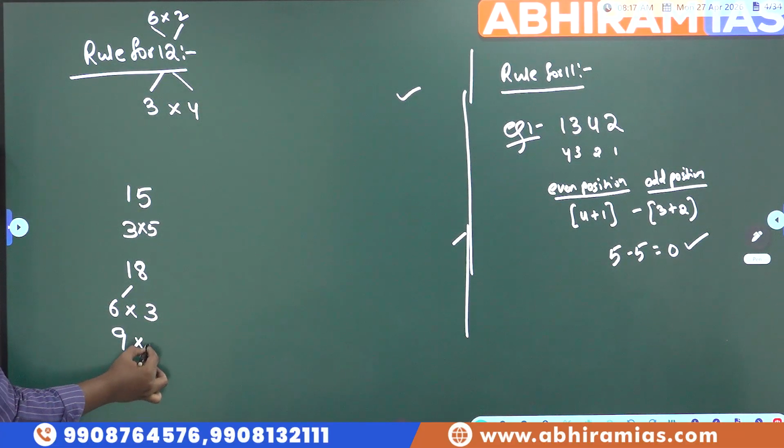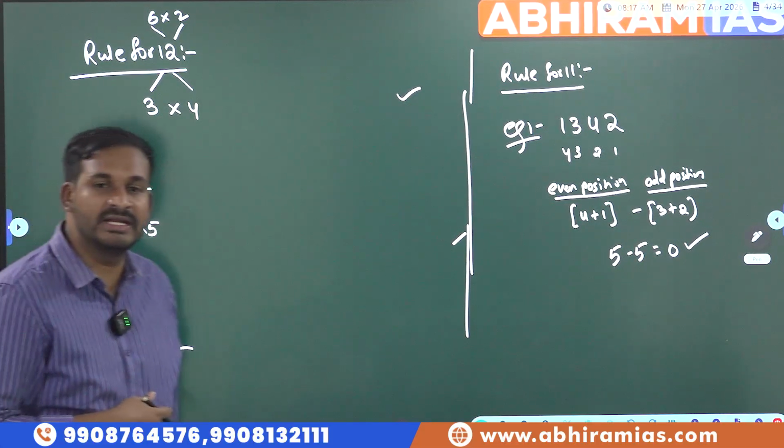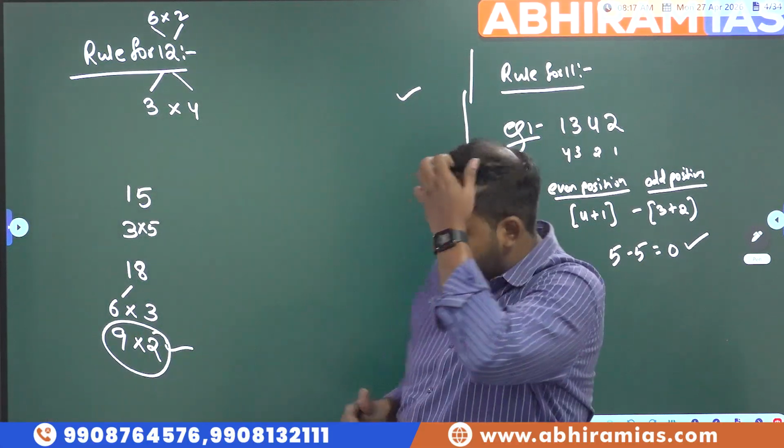9 into 2. So you should take this pair. Why? Because 9 and 2 are co-primes. Okay. The logic is here: 9 and 2 are co-primes. Now similarly tell me what is the divisibility rule for 32?